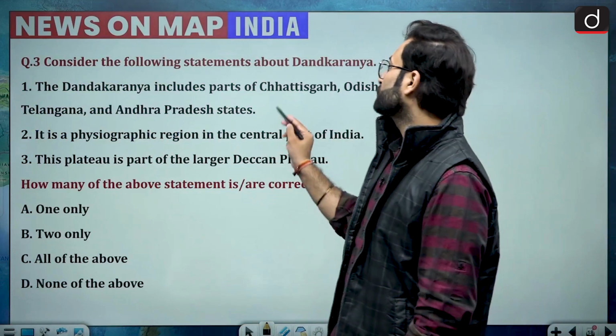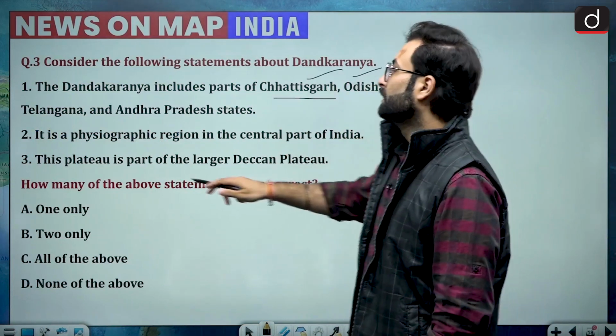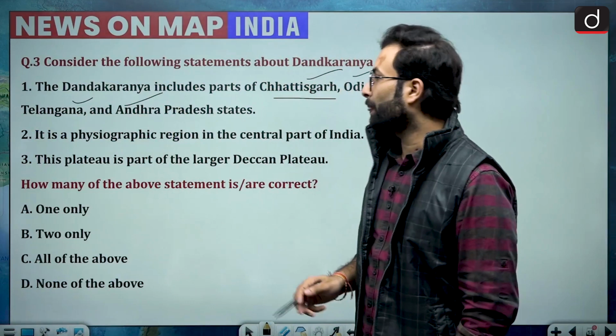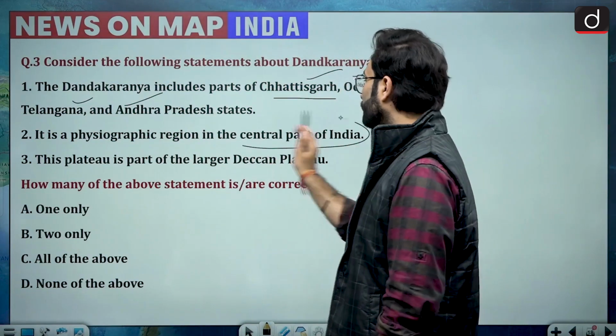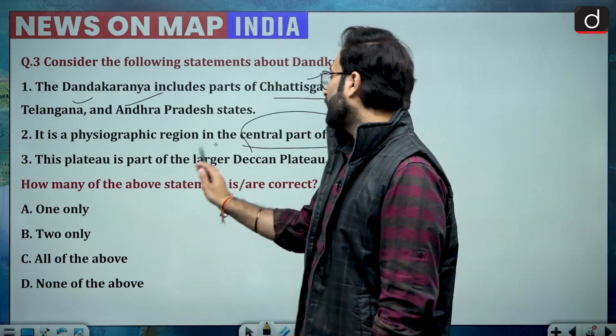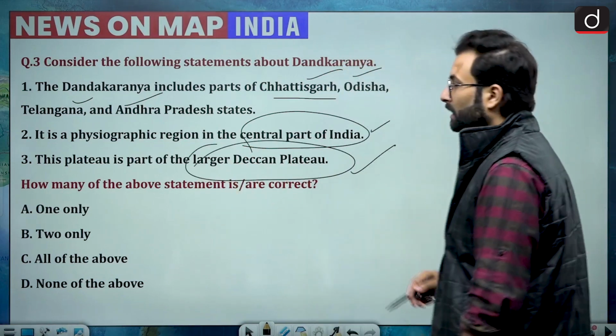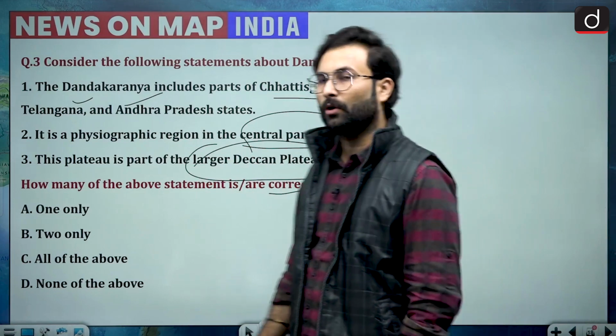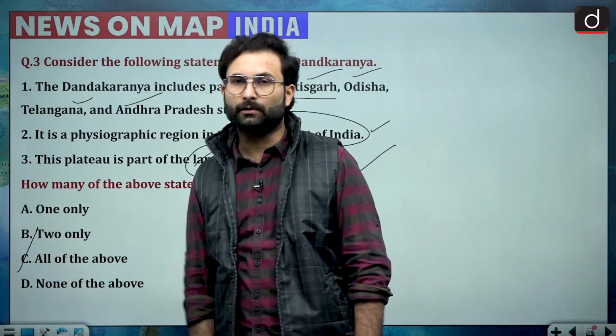So Dandakaranya includes part of Chhattisgarh, correct. Odisha, correct. Telangana and Andhra Pradesh, correct. Then physiographic feature in the central part of India, we have seen that, so it is also correct. And then this plateau is part of the larger Deccan Plateau. This is also correct. So we have to choose the correct options. All of the above would be your right answer. Option C would be your right answer.